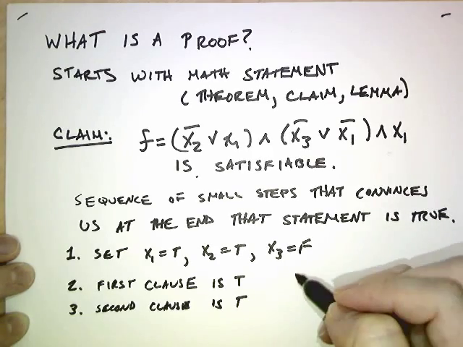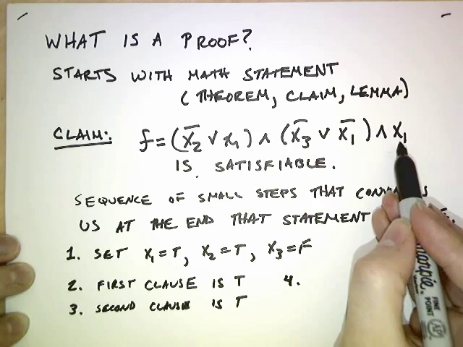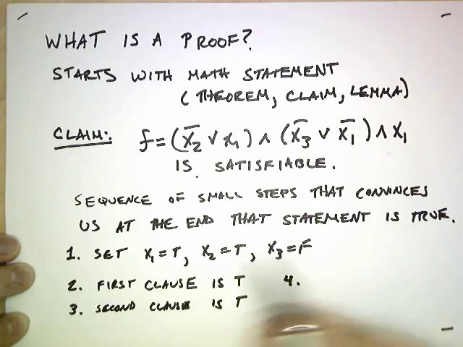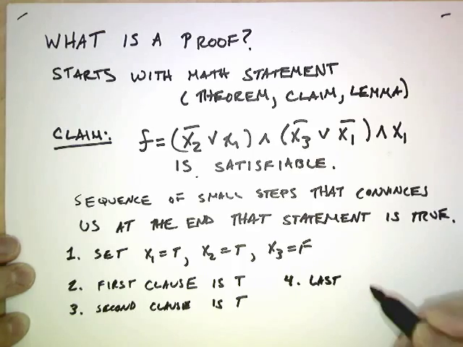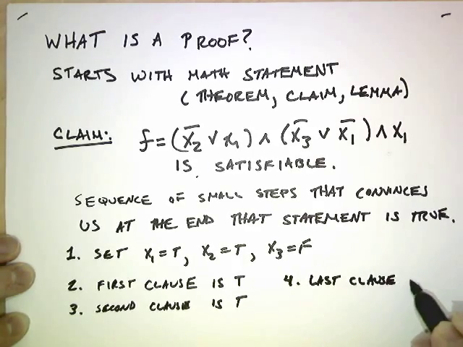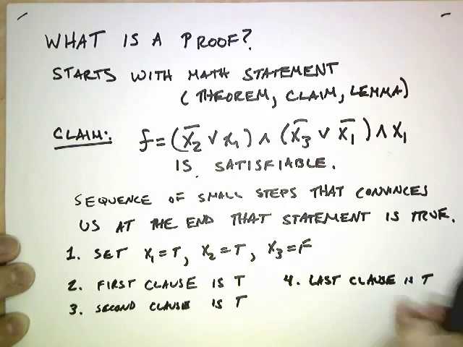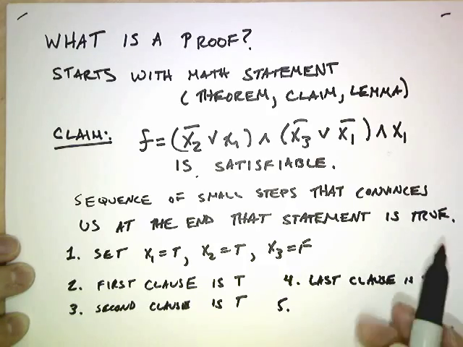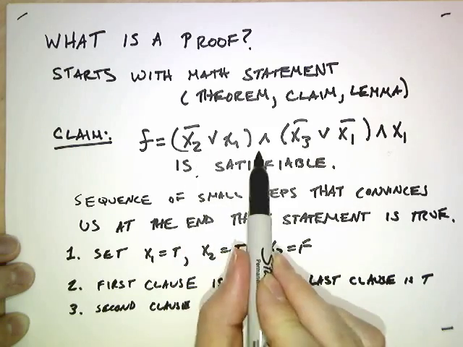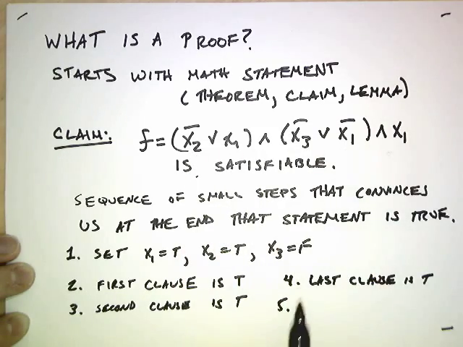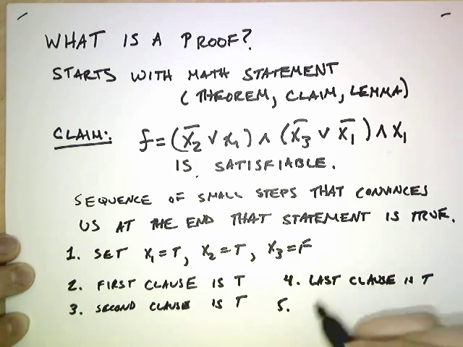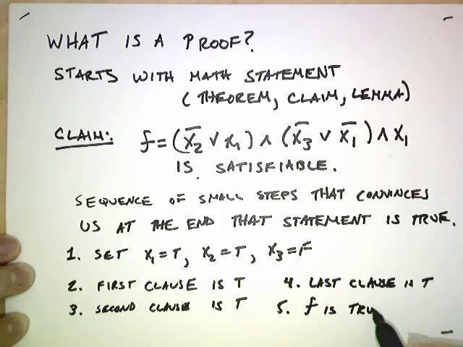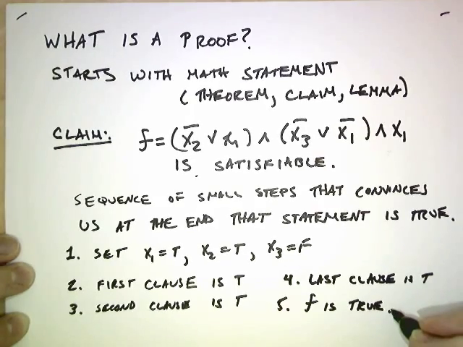And the final step here, I'll write step 4, will be to look at this last clause with x1, but x1 was set to true, so the last clause is true. And then our final step will be to notice that, well, this clause is true, and this clause is true, and this clause is true. We just wrote that down. The first clause is true, the second clause is true, the last clause is true. Therefore, we can conclude that f is true given this assignment.